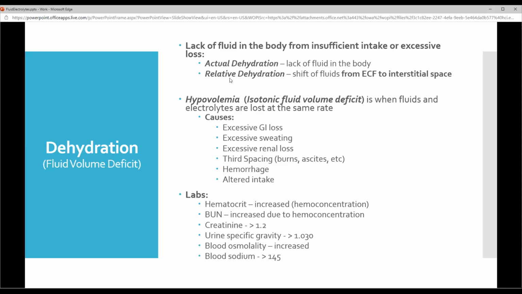So when you have dehydration, everything's gonna be concentrated. So your H&H will be high. Your BUN is gonna be high. Your urine specific gravity will likely be high. Creatinine will be high, right?